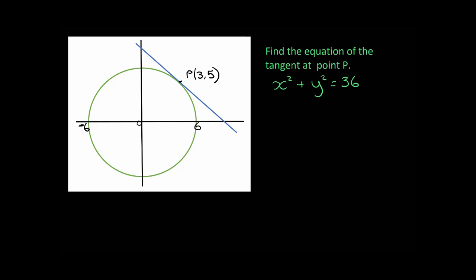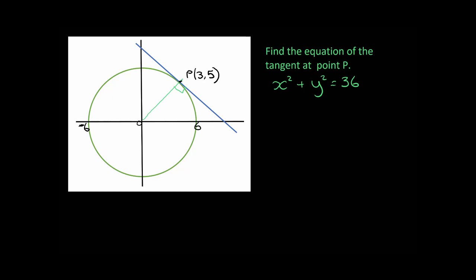So we want to find the equation of the tangent. First of all, we're going to need to find the gradient of the radius. This involves a little bit of knowledge about circle theorems. The radius here always hits the tangent at a right angle. And what we know about gradients is if they're perpendicular to each other, then it's minus and the inverse.